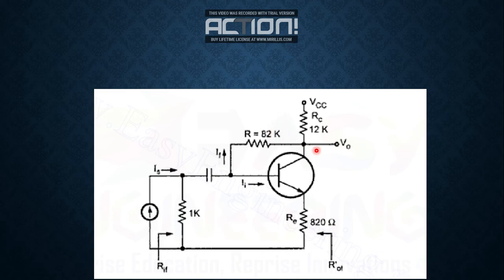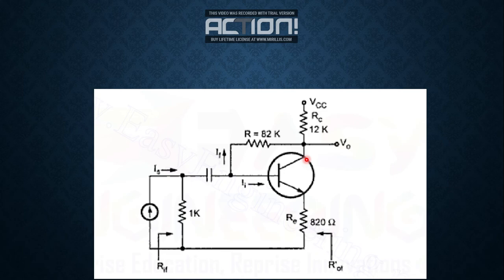How are we saying that? Now let's talk about feedback. What is feedback? Feedback is nothing but a part of the output connected to the input. That's it. Here, which element is connected to both output and input? The only element is R equal to 82K. So this is the feedback element.